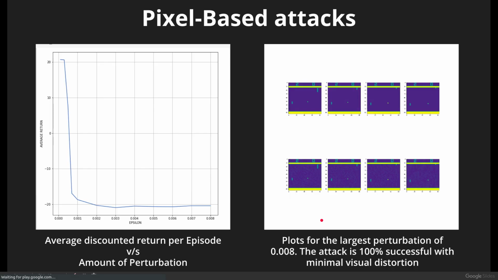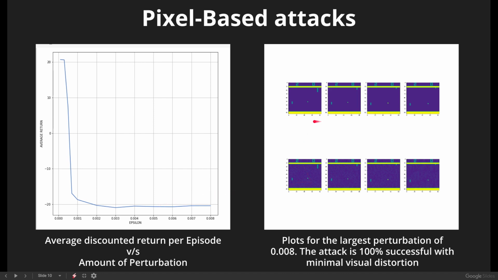Okay, so now showing some results. The plot on the left shows a curve where on the y-axis we have the average return per episode of our RL agent, and on the x-axis is the increasing value of epsilon, which controls the amount of perturbation. We see that the return is close to 21 when there is no perturbation, since one game of Pong is 21 points. Then as we increase the perturbation, the average return decreases exponentially, becoming close to minus 18 when epsilon is equal to 0.001 and close to minus 21 after 0.002. So this means that our agent loses almost all the time.